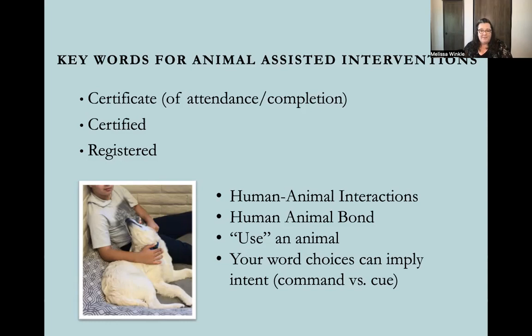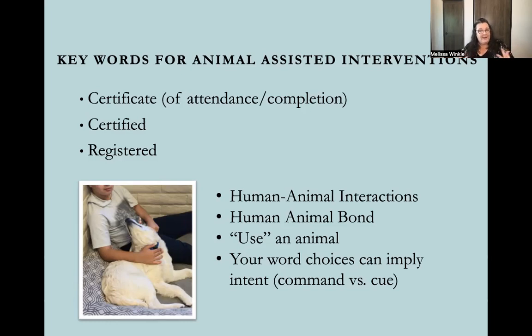Other terms that we want you to think about are use. When people say, oh, I use my dog for animal assisted therapy. Well, what does that really mean? It's pretty utilitarian to say that you're going to just use an animal. For me and my animals, we have relationships, and I work with my animals rather than use them. So I feel like your word choices can imply the intent. And you're going to see me bring this up in slide after slide throughout this course, because I think it's really, really important. Think about this. I'm going to command my dog to sit versus I'm going to cue my dog to sit. Do you feel the difference? So do I use my animal, or do I work with them? Do I command my animal, or do I cue them? Right? So very, very different intentions.